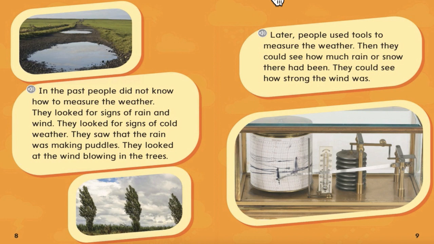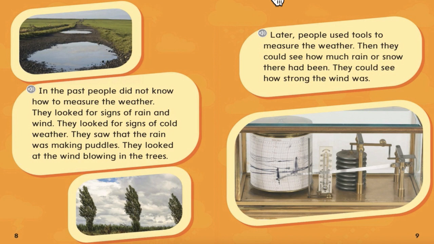Good readers often identify the main idea of a section and then find details that give more information about that main idea. After reading this page, I see that the main idea is stated in the first sentence. In the past, people did not know how to measure the weather. The rest of the paragraph gives more details or information to help explain what past people did instead. They looked for signs and then they saw rain and wind.